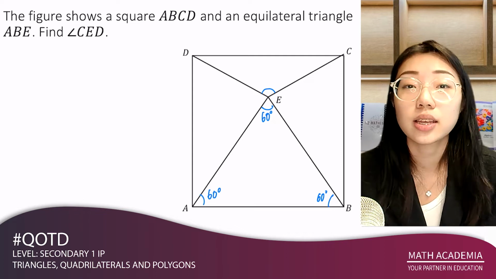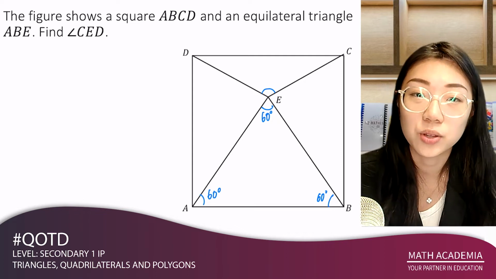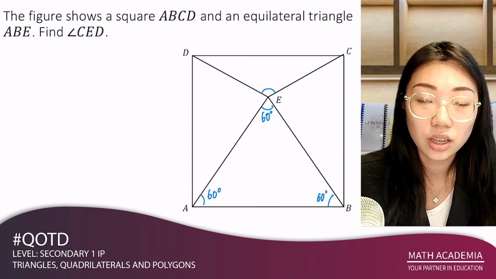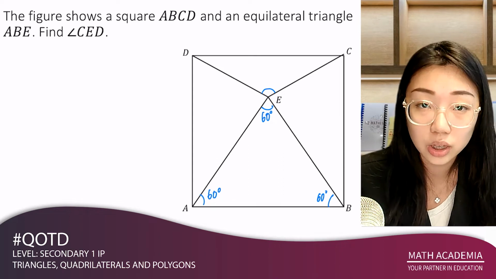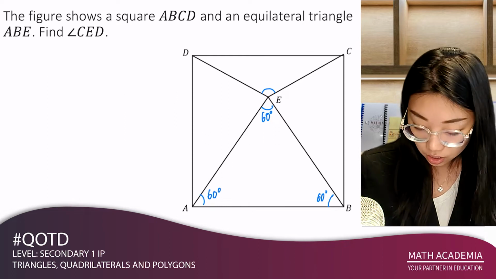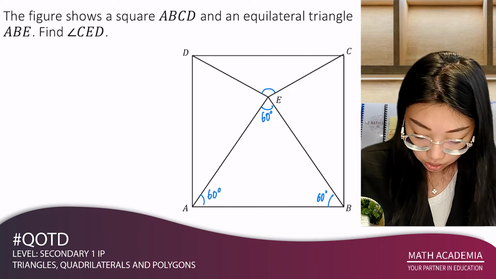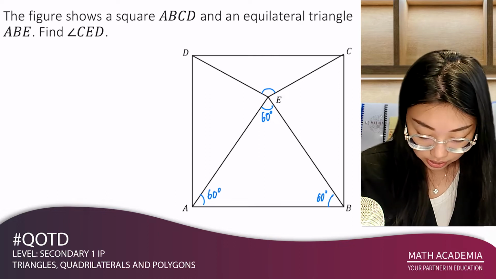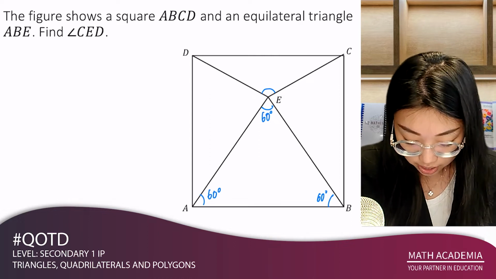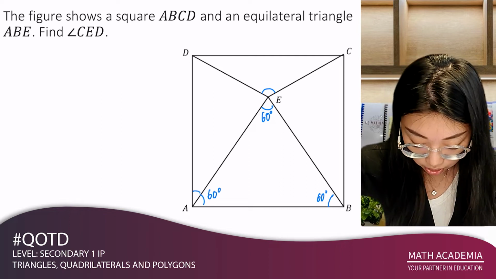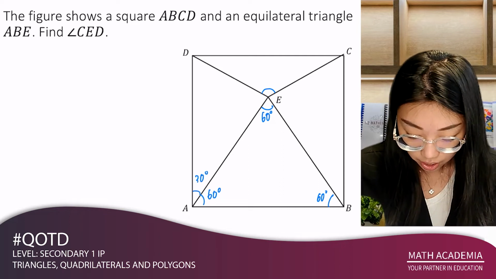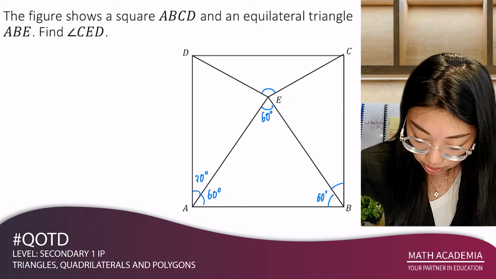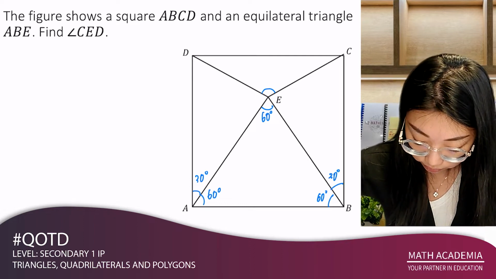Okay, next, let's recap properties of a square. A square has all four equal sides, and each angle would equal 90 degrees. So knowing that angle EAB is 60 degrees, this would mean that angle DAE would be 30 degrees, and angle CBE would also be 30 degrees.